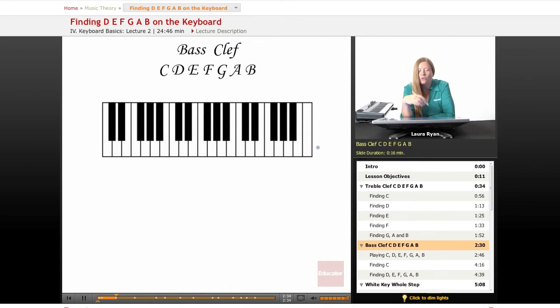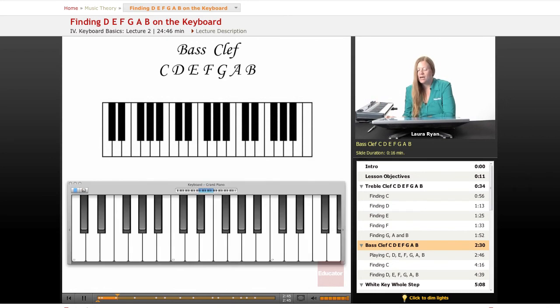Now, the only difference between treble clef notes and bass clef notes is that treble clef notes are a little higher and the bass clef notes sound a little lower. So treble clef notes will start at middle C. The treble clef begins at middle C and the notes go up. So here's our C in treble clef. D, E, F, G, A, B, C. That's what they look like.